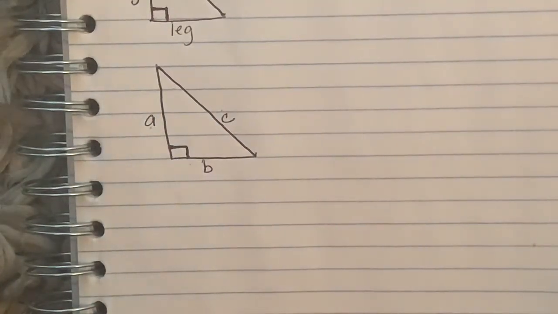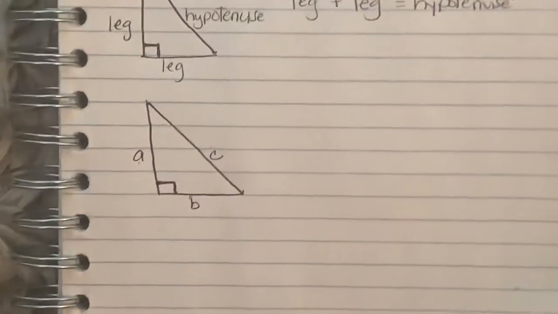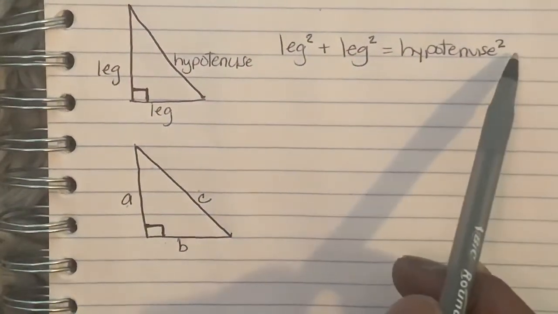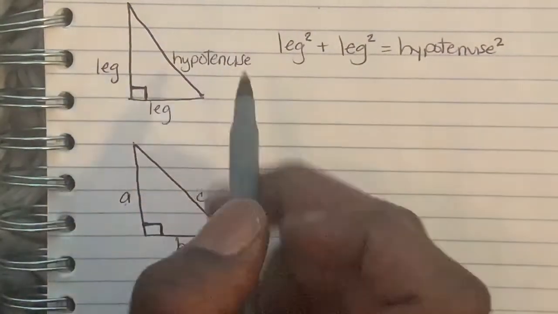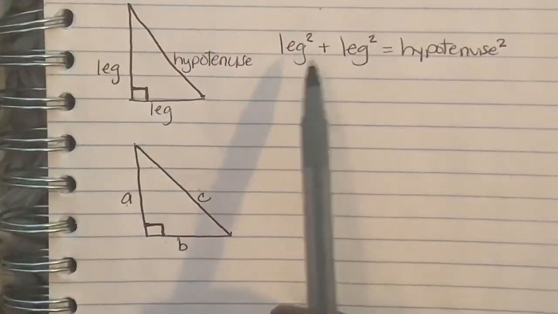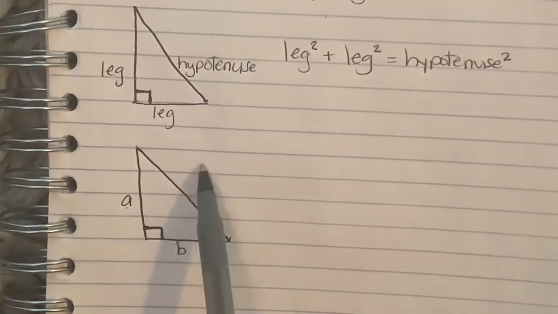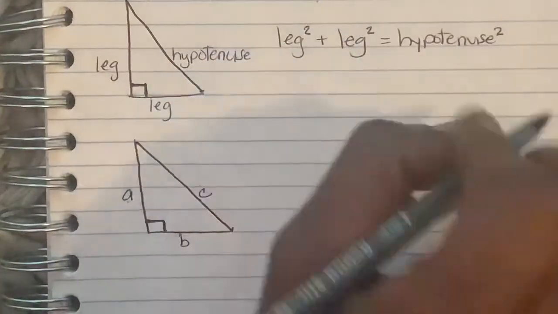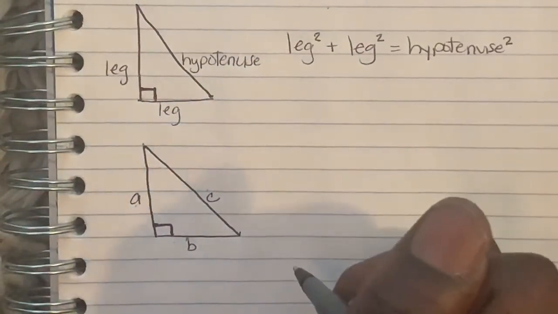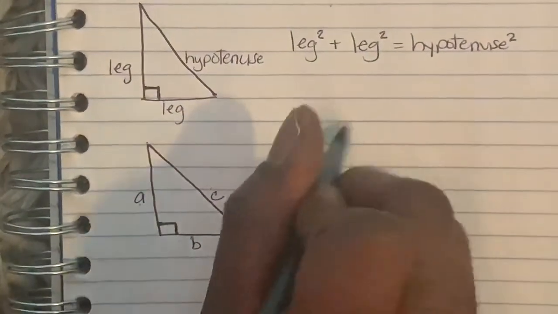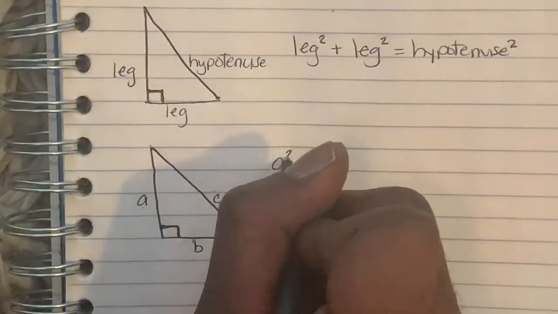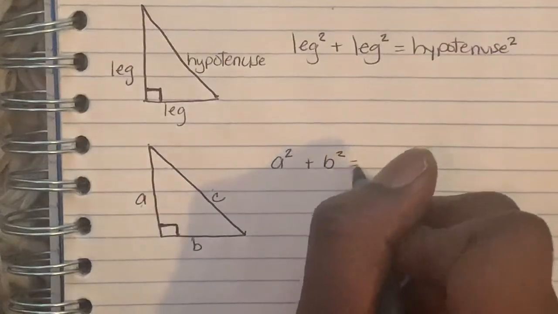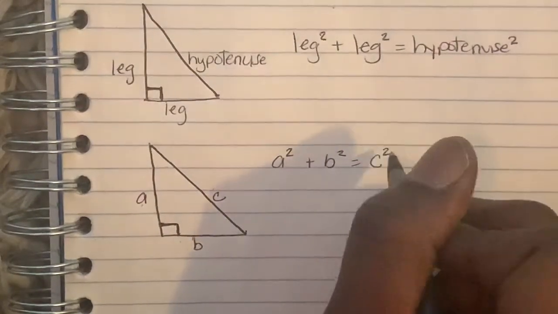So now, instead of saying leg squared plus leg squared equals hypotenuse squared, I can just substitute the words legs and hypotenuse for my variables, A, B, and C. Now I can write my formula for the Pythagorean theorem as A squared plus B squared equals C squared.